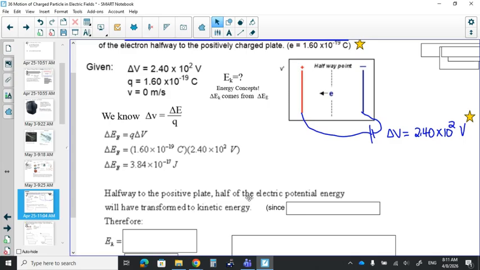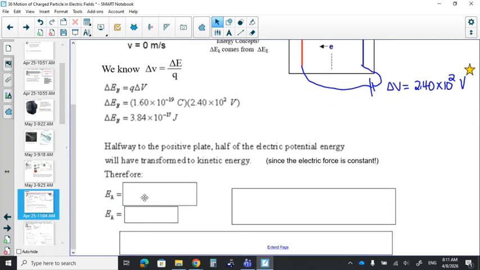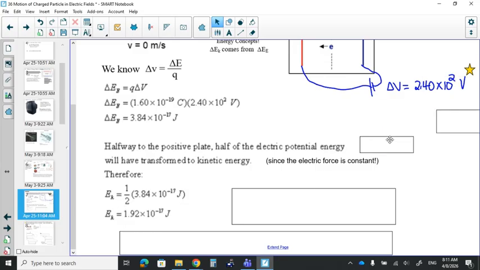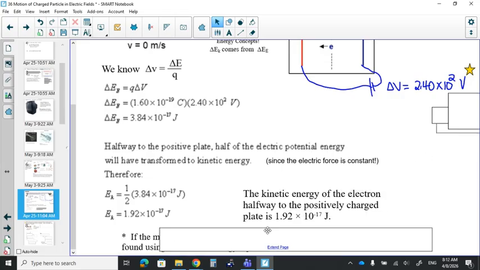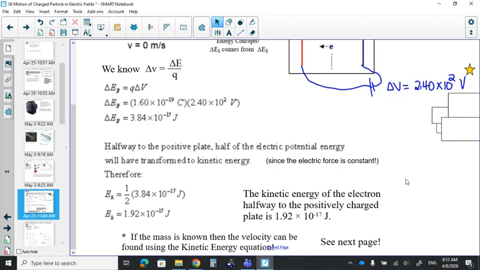Halfway point. So you can actually just say, okay, well, halfway point is going to be half the amount of energy, and that's because the electric force is constant in this type of scenario, right? So we've got the uniform electric field stuff, right? So half of that, we get our 1.92 times 10 to the negative 17. Kinetic energy halfway is that amount, okay? If mass is known, you could calculate velocities and so on. We're going to do that soon, okay?